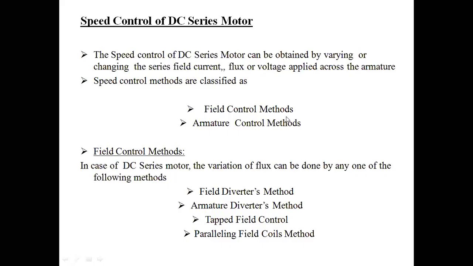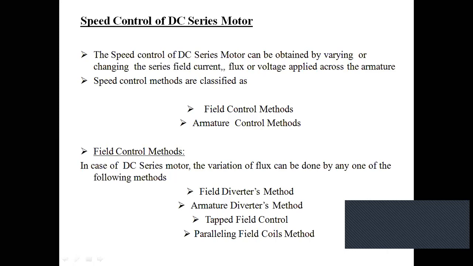As with the DC shunt motor, we also have these three components here. By varying these three components, we are going to have the controls. Same as the shunt motor, here also we are going to categorize the methods into two types, that is the field control methods and armature control methods. Now we are going to see what types of methods we will study under the field control methods, and what methods you will use for the armature control methods.